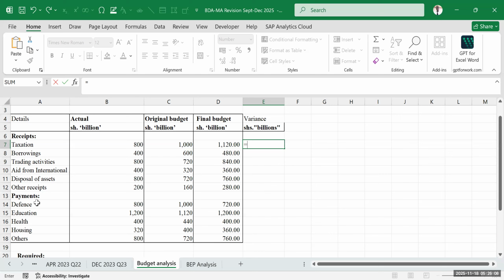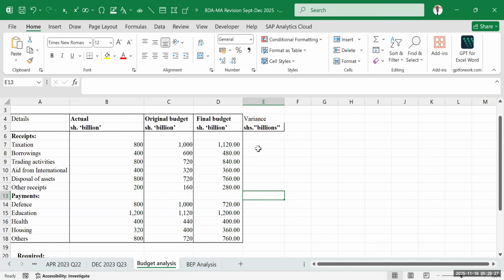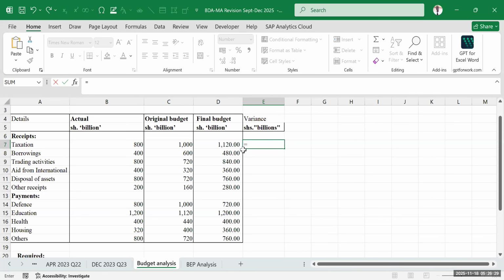We expected to pay this much. What have we paid in actual sense? We've paid the actual. We were expected to pay this, for example. What have we paid in essence? We've paid 800 for defense. Now, what variance do we have? Let me do it so that we see that argument I'm bringing on board. Now, members have said we start with the final, then we compare with the actual.